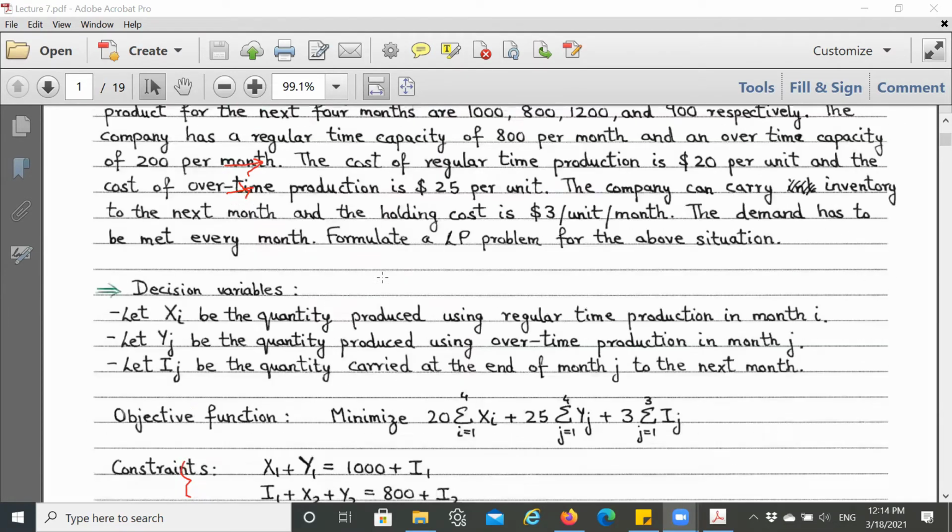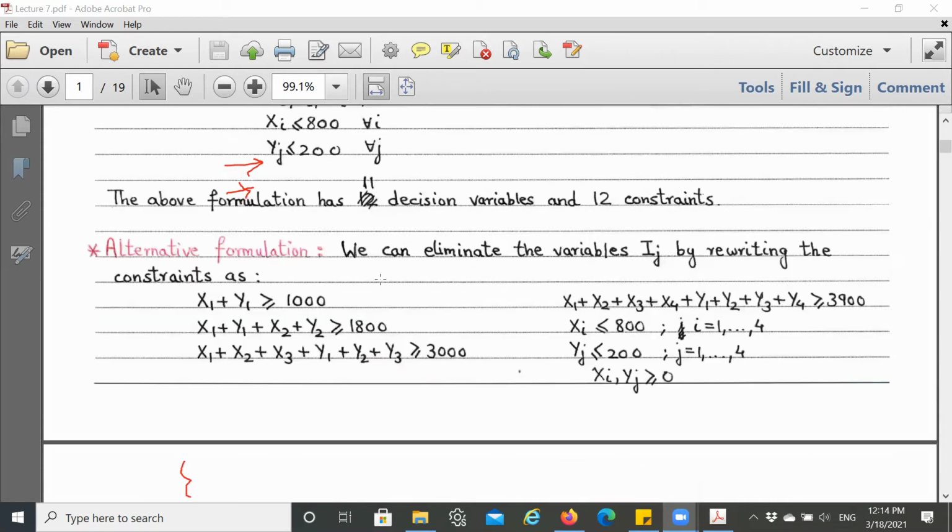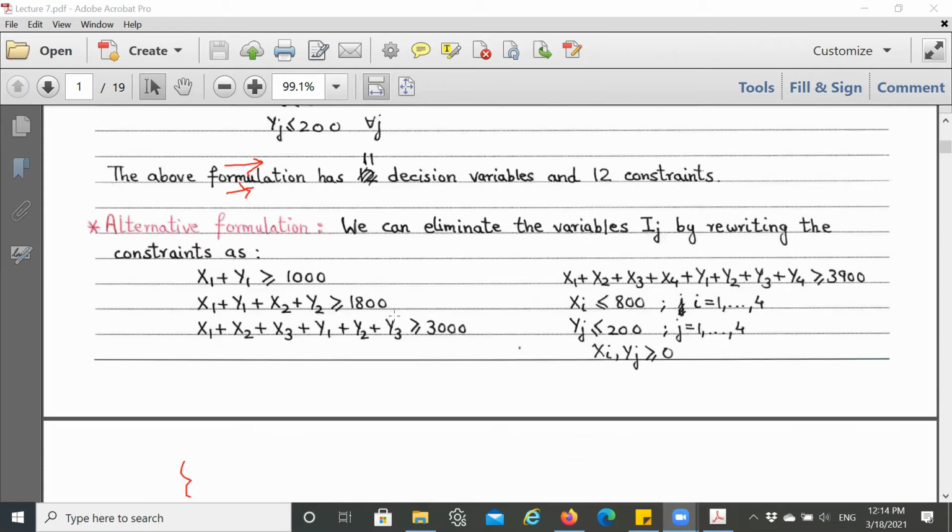So 1,800 plus 1,200 would give you 3,000. And finally, the last one for the last month would be 3,000 plus 900, which would be 3,900. And these two constraints remain the same. We cannot do anything about that. So now what we have done is we have reduced the number of variables. We have got rid of the I_j's.